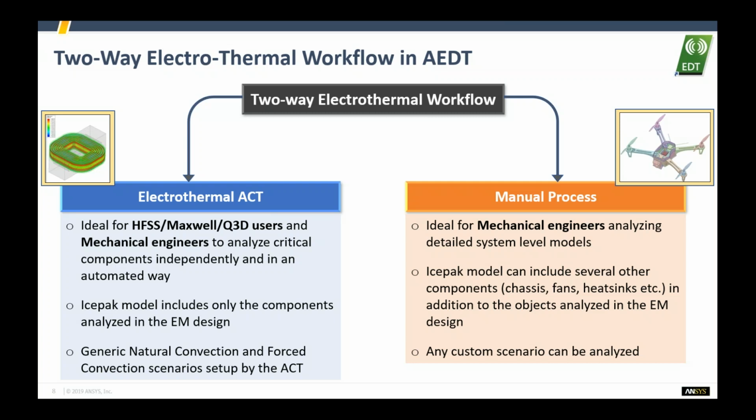Where the manual process, it is mainly ideal for mechanical engineers trying to analyze detailed system level models. In that way, iSpec model can include several other components. So it will be chassis, fans, heat sinks, and etc. In addition to the objects analyzed in EM design. So, and also any custom scenario can be analyzed. So manual process has more flexibility as opposed to the ACT approach.